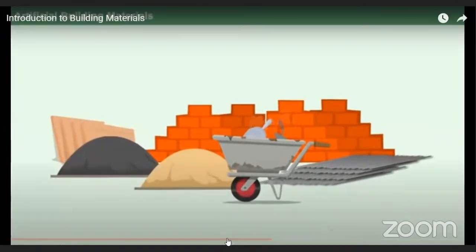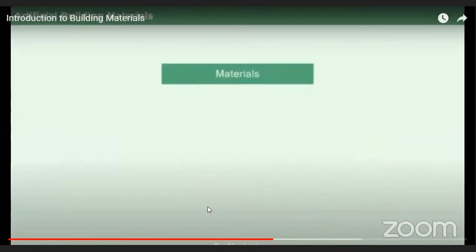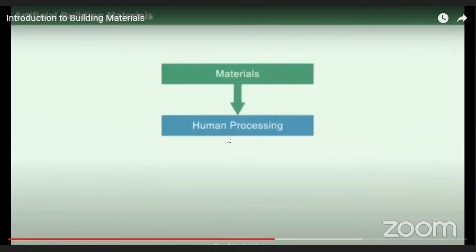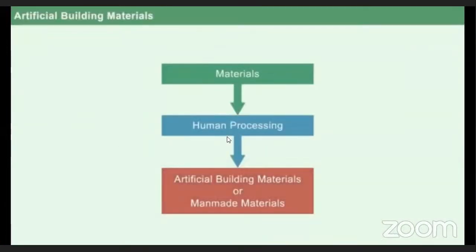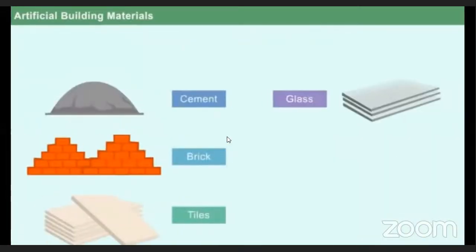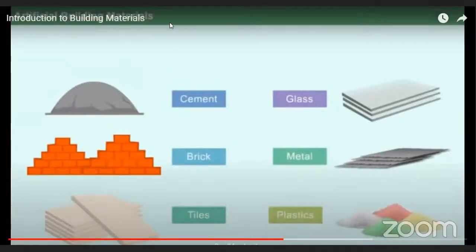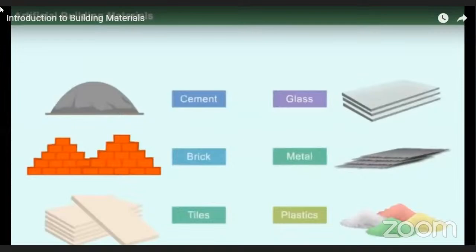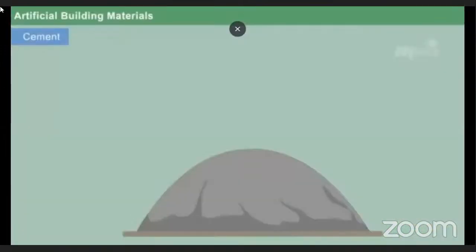Now, let us discuss the artificial building materials. The materials that undergo human processing are known as artificial building materials or man-made materials. Some examples are cement, brick, tiles, glass, metal, plastics, etc. Let us now discuss them one by one.